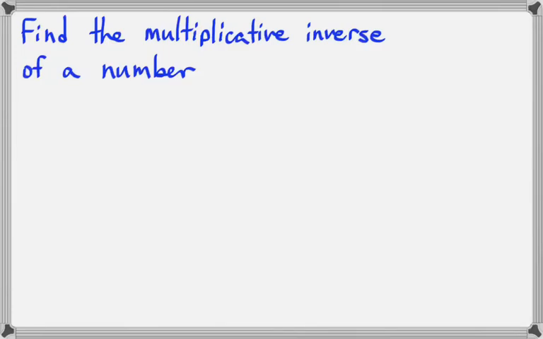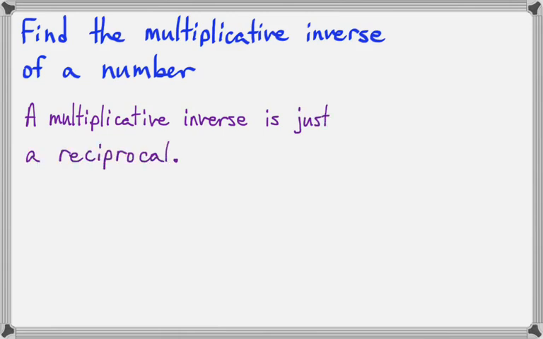In this little short lesson, we're going to talk about how to find the multiplicative inverse of a number. So what you really need to know is that multiplicative inverse is just a fancy name for reciprocal. And a reciprocal means to take a fraction and turn it upside down. And of course, when you do that, the number stays the same sign. If you had a positive number to start with, the reciprocal will be positive. If you had a negative number to start with, the reciprocal will be negative.